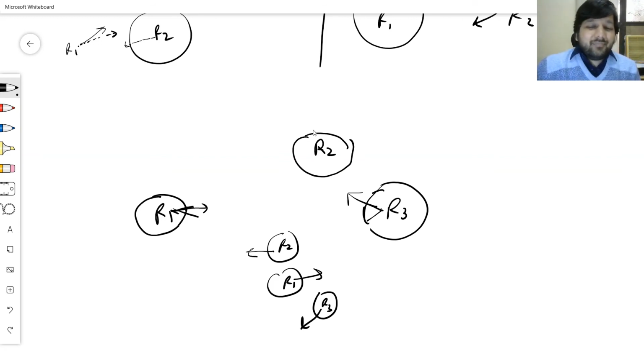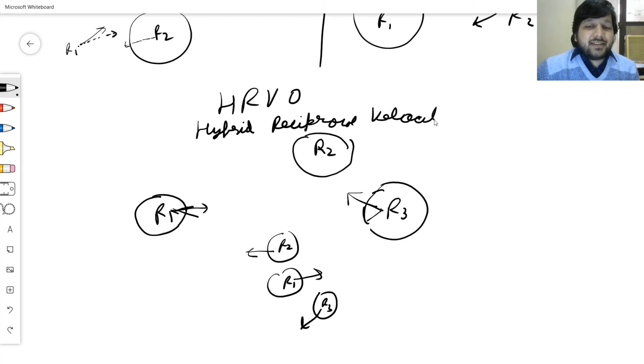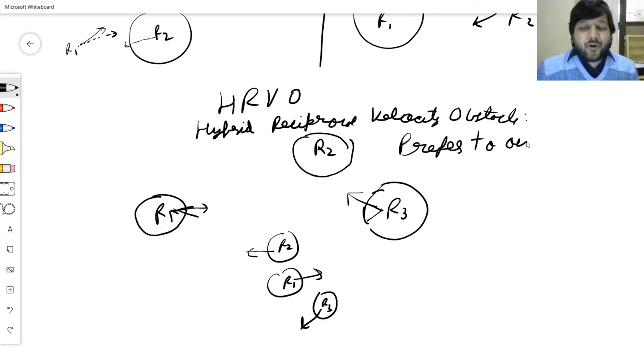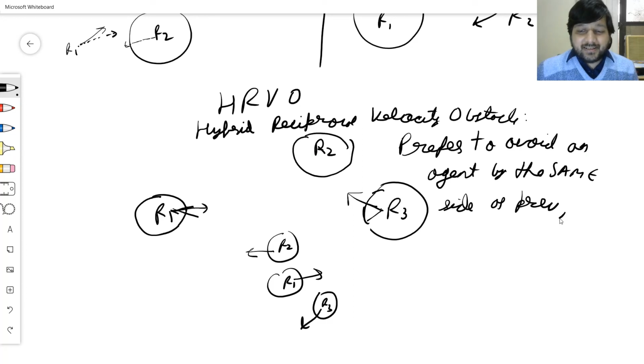So we've got the hybrid reciprocal velocity obstacle. It says prefer to avoid an agent by the same side as previously unless the other side is now significantly better.